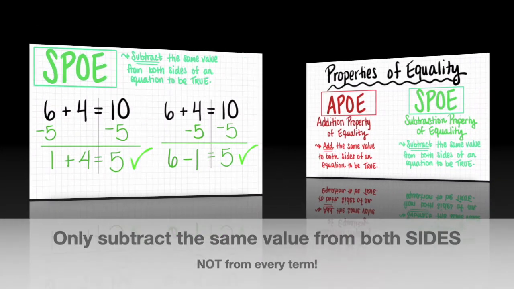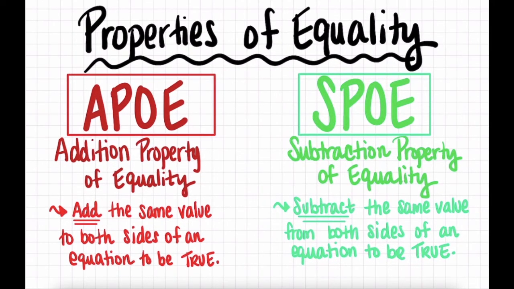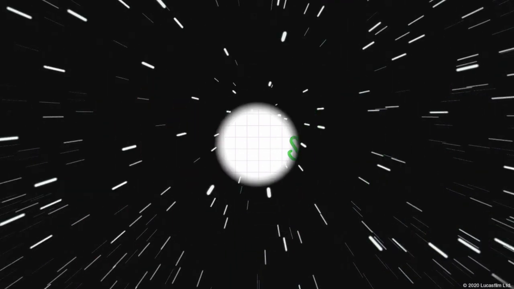So to recap, addition property of equality states that you're going to add the same value to both sides of the equation to remain true. Notice how it says both sides and not every term. Subtraction property of equality, or SPOE, has a similar definition. Subtract the same value from both sides of an equation for that equation to remain true. Time for you to practice.